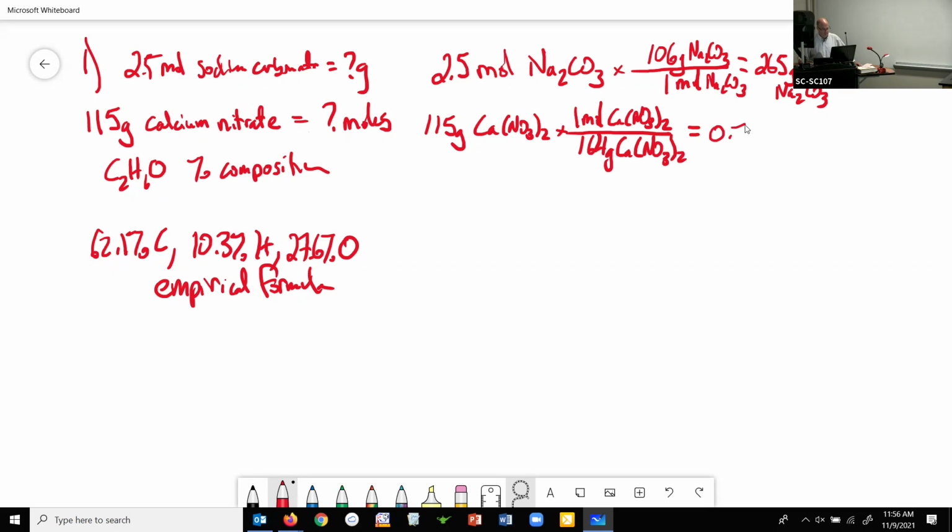Okay, are there any questions on the first two? You should have 265 grams of sodium carbonate, yes, or 0.7 moles of calcium nitrate. It's okay. He's doing it.